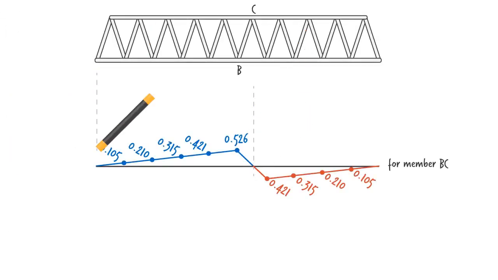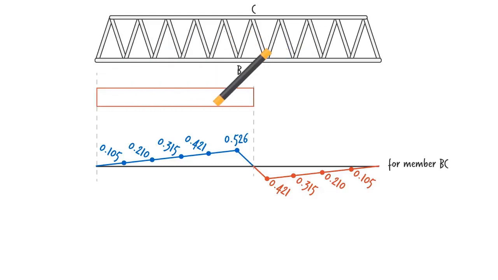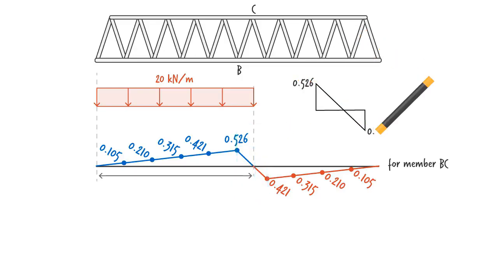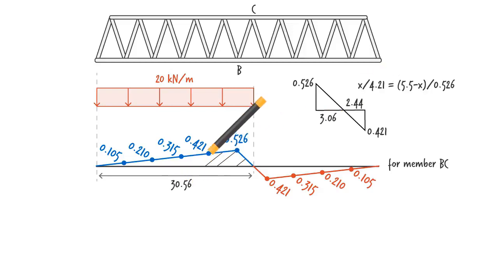The influence line for the inclined member BC has a positive area and a negative area. When the distributed load is over the entire positive area, maximum tensile force develops in the member. When the load is over the negative area, the member undergoes its maximum compressive force. To determine the positive area, we need to calculate this distance, which requires determining this smaller distance. Note that here we have two similar triangles. We can use the base to height ratios to determine distance x, which enables us to calculate the total base of the positive area. Now we can calculate the total positive area under the influence line.